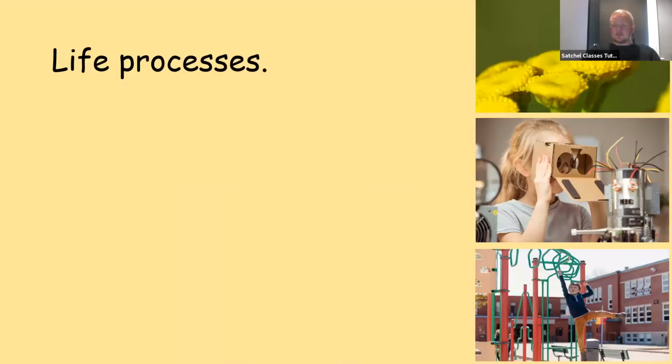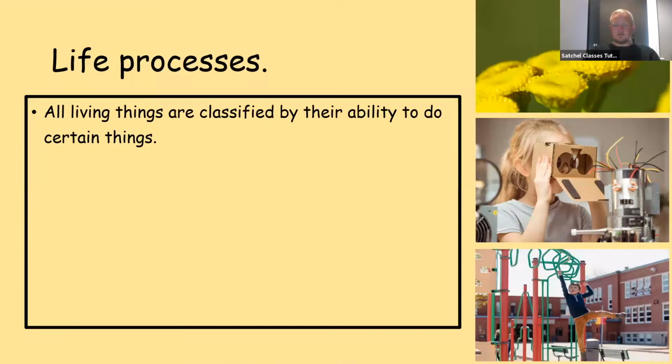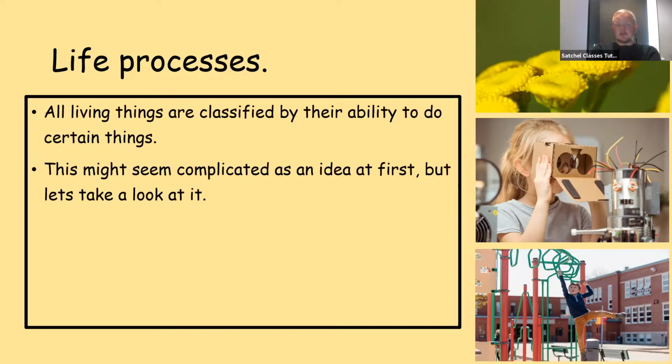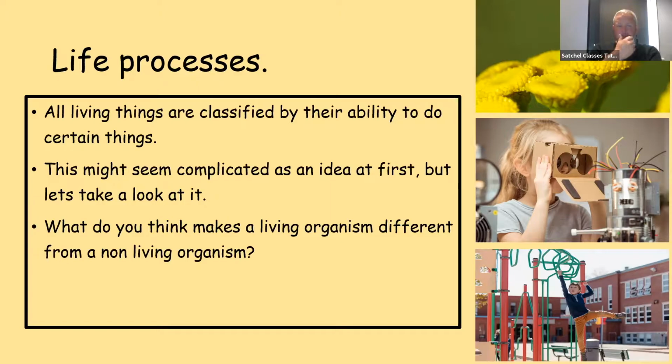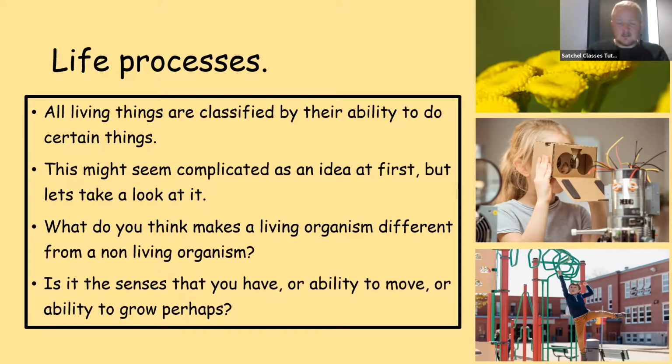So life processes then. What do we mean? All things are classified by their ability to do certain things. This might seem a bit complicated as an idea at first, but let's take a look at it in a bit more detail. What do you think makes a living organism different from a non-living organism? How is, for example, a flower, a ladybird, how are they different from, say, a motor car? Why are they different? Is it the senses that you have? Or is it the ability to move or the ability to grow, perhaps, that make these things different?